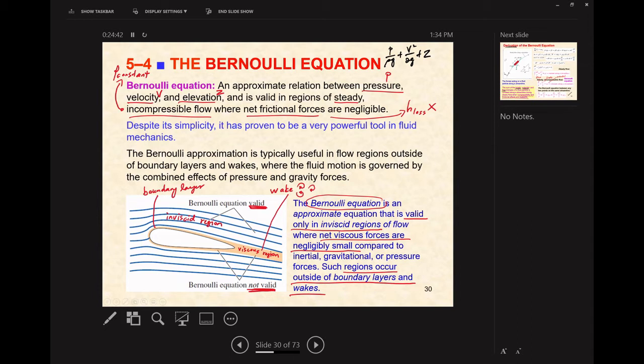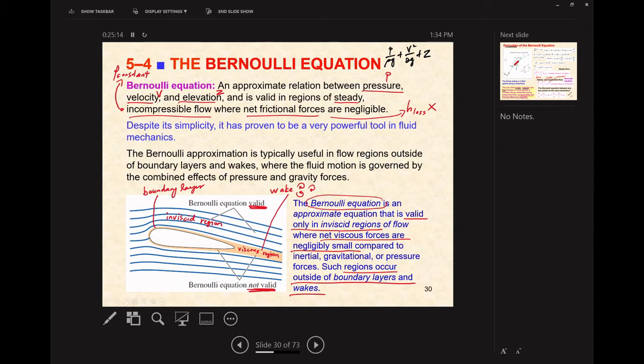So the Bernoulli approximation is typically useful in flow regions outside of the boundary layer and the wake. This is the boundary layer, and at the back is the wake. Outside of this region, the Bernoulli equation is very useful, where the fluid motion is governed by the combined effects of pressure, gravity, and velocity. Outside of this region, the Bernoulli equation can be applied.